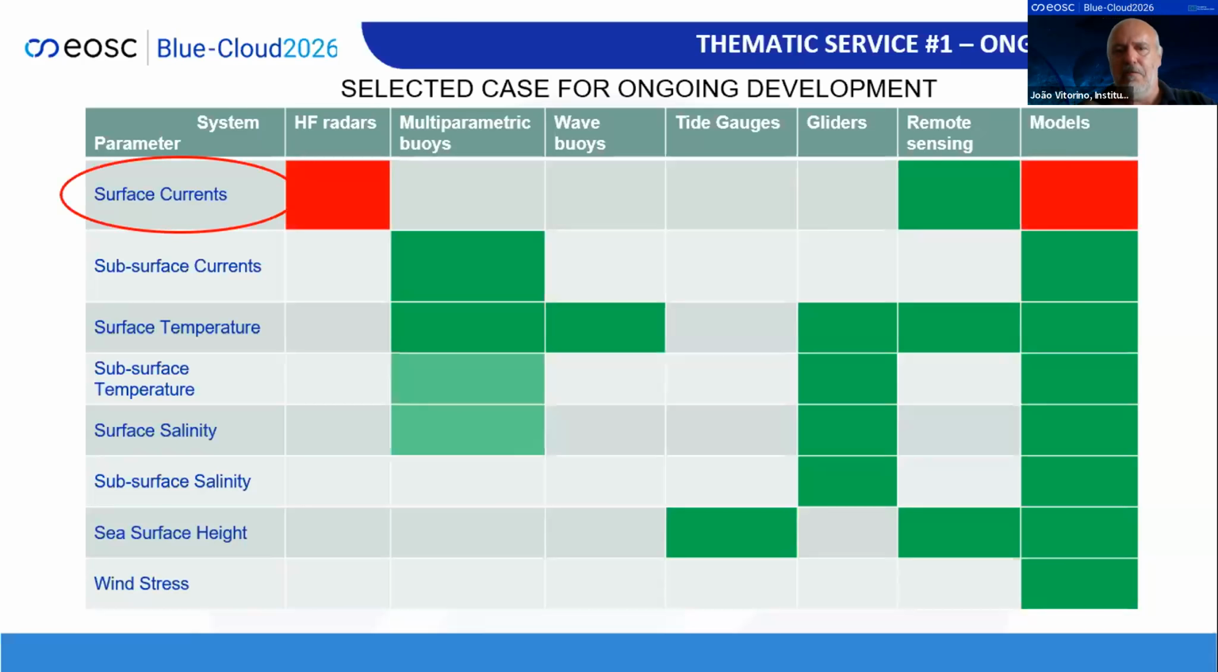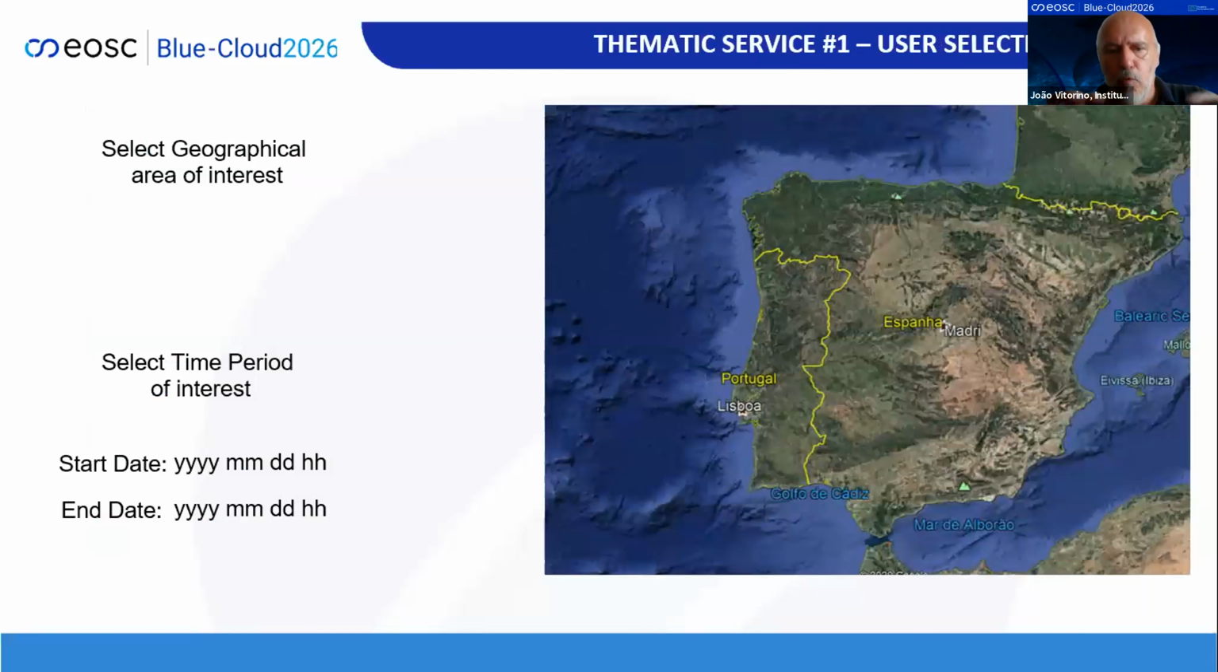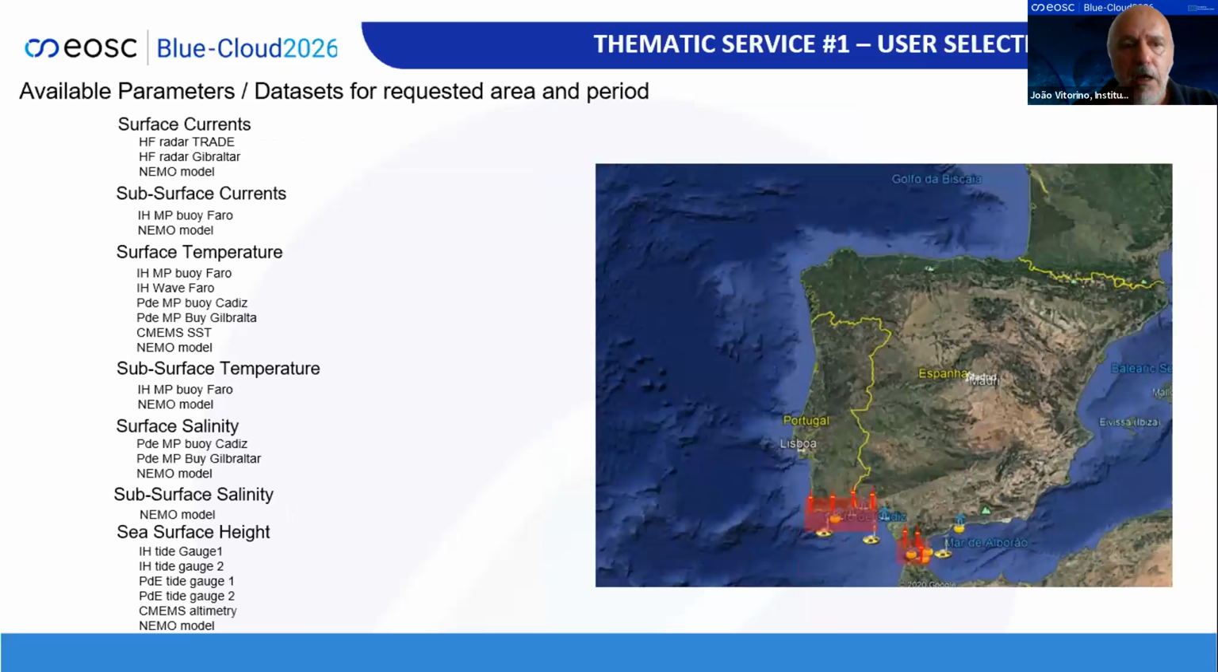For the very first developments, we are concentrating on surface currents that are provided by HF radars and by models, in this case the NEMO model that is provided by CMEMS. We are working on the environment so that the user, when accessing, can interact with the system and indicate the selected area of interest, for example this one, and the selected time period of interest for the use of the analysis tool. And then we can provide a number of information regarding the parameters and the data sets that are available for that selected area in that selected time period.